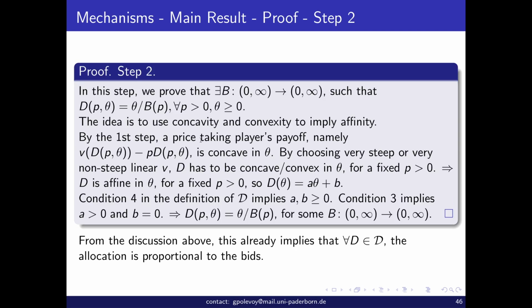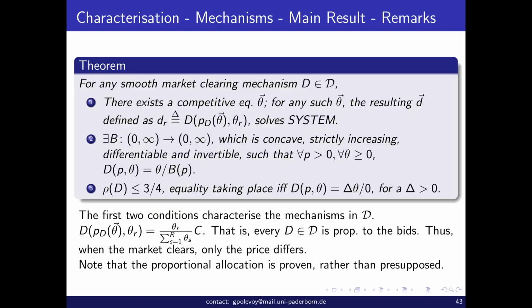We prove that there exists a function b such that v of t comma theta is equal to theta divided by b of the price. It's not like you can say it's theta divided by the price, or even theta divided by the price to some power like we had, but it's theta divided by some function. And what is that to say? That this function is increasing and has all those properties we wanted. It's concave, strictly increasing, differentiable, and invertible.